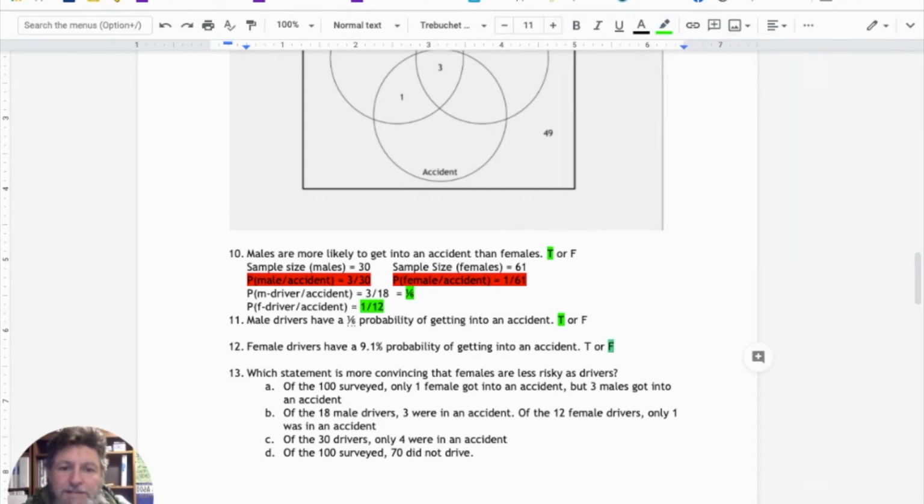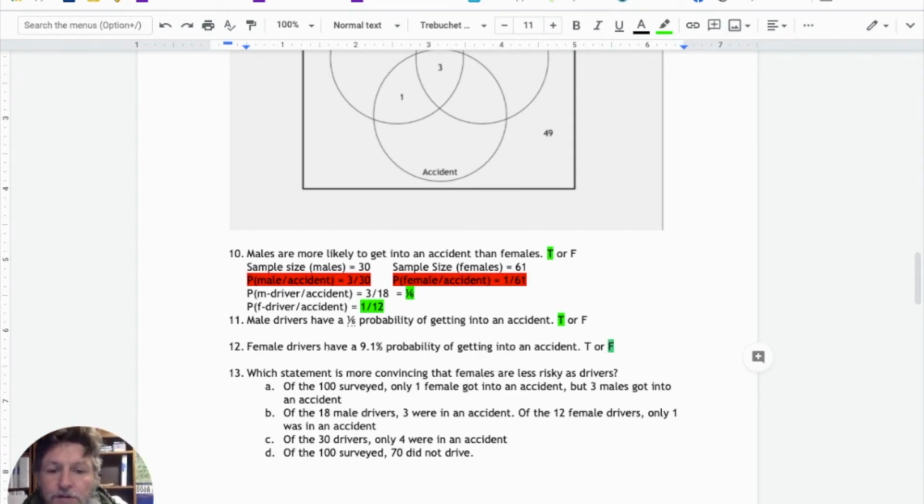Which statement is more convincing that females are less risky as drivers? Now, just because the answers may not be absolutely correct according to number 10, we're looking at a way to persuade people. So we can give factual information, even though it skews to what we're actually determining.